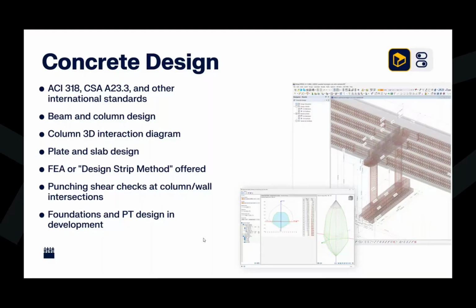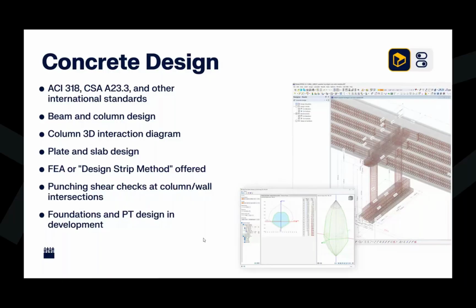And one thing worth mentioning here is that with the design strip method, we're not only looking at the bending moments in a one-way direction of the design strip itself, but we also have the ability to consider that twisting or torsional moment within the design strip. Not all competitors are able to do that. It's a much more simplified approach, but we're also able to consider what we call the MXY moment of that surface element. Punching shear checks are available at column and wall intersections.